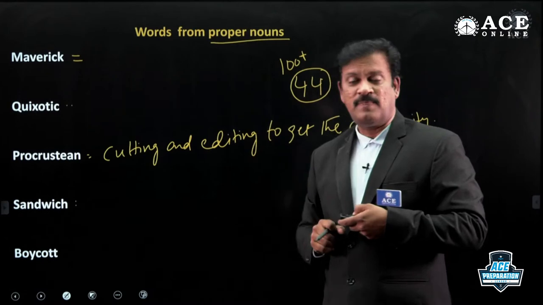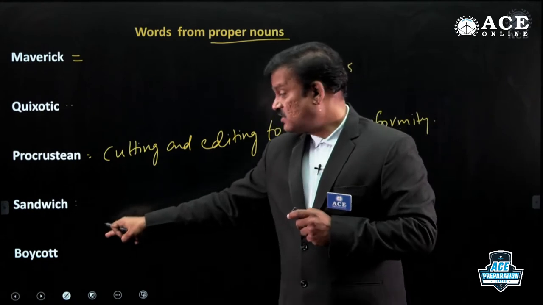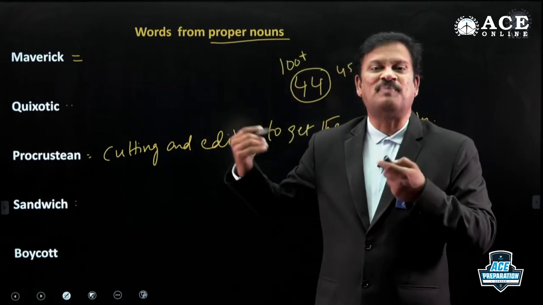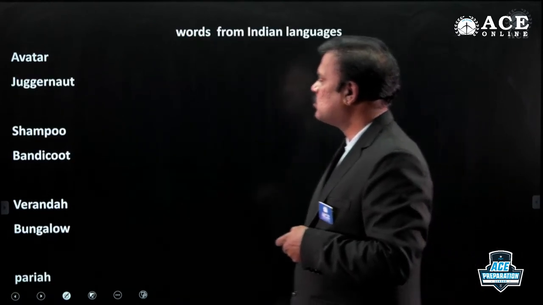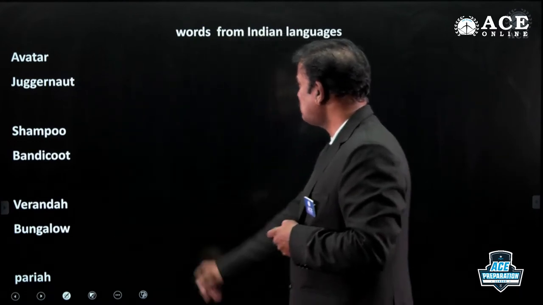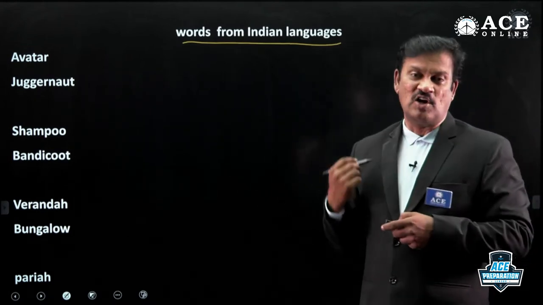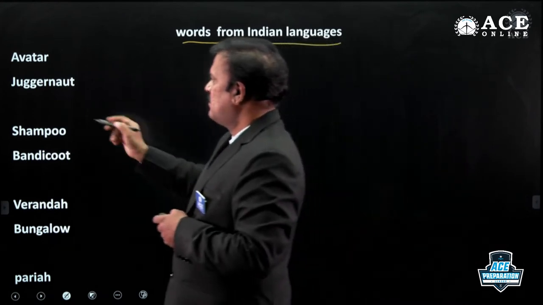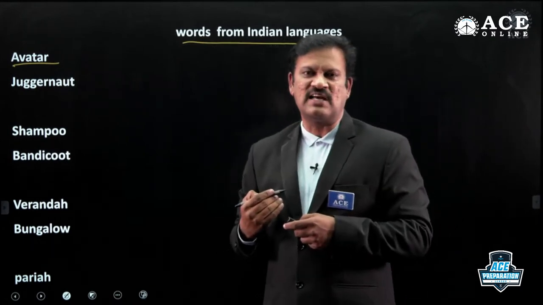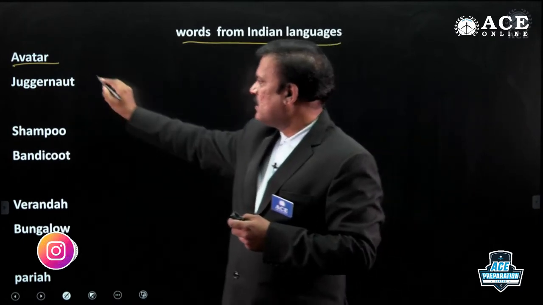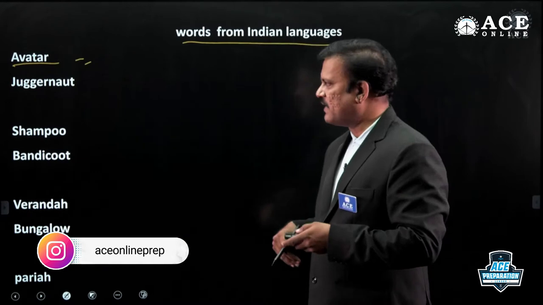Boycott was also a person's name. You know what is boycott? Outcast. Probably this was the first person who actually got this punishment. Boycott means punishment, being thrown out of the village or country. Guys, there are so many words that even our Indian languages contributed to the English language. You know this, there's a movie also with this name, right? When these guys say avatar, it means descending, or taking the form of somebody.